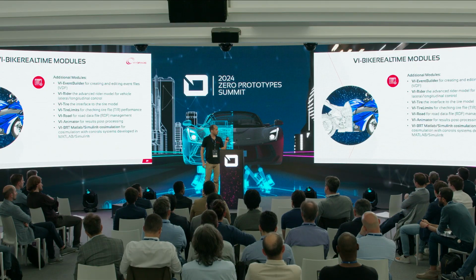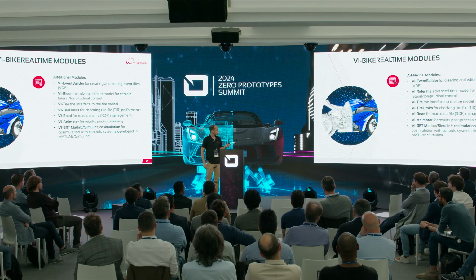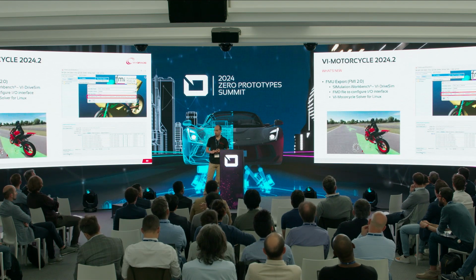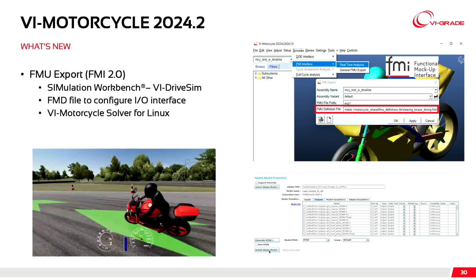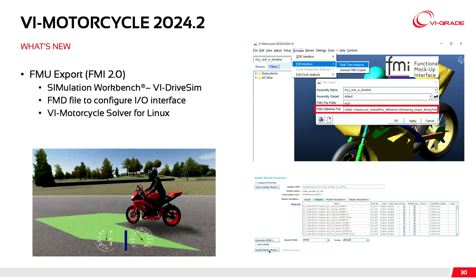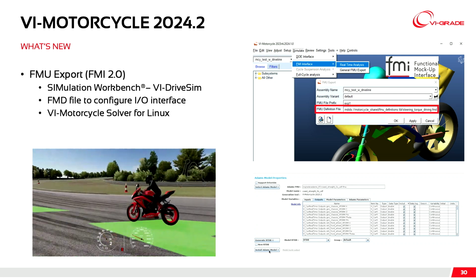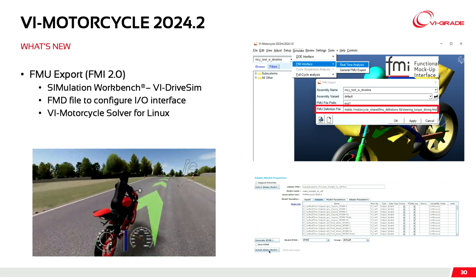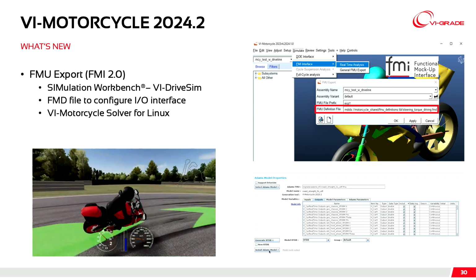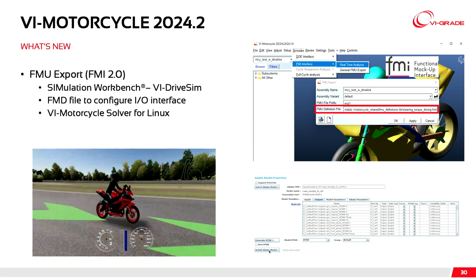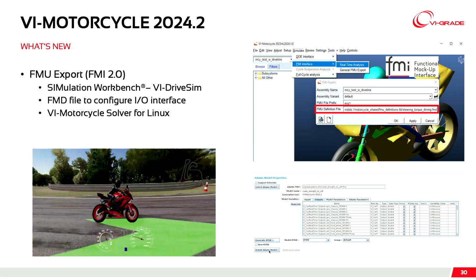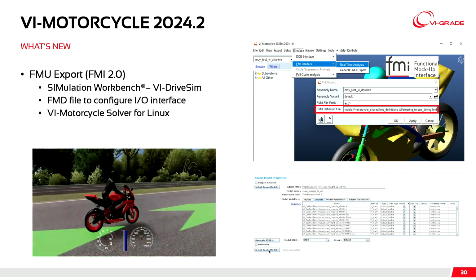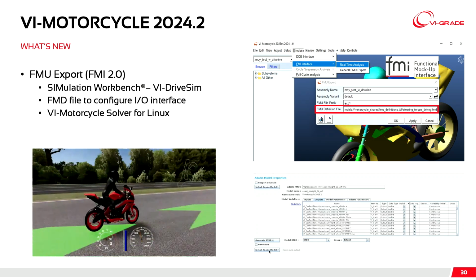Two minutes in which I want to show you the upcoming 2024.2 release, and these are the main features. We try to apply the same approach both in VI Motorcycle and VI-BikeRealTime. So with the 2024.2 version, you have the possibility to export the motorcycle as an FMU, and that can be used in a Linux environment in Sim Workbench.